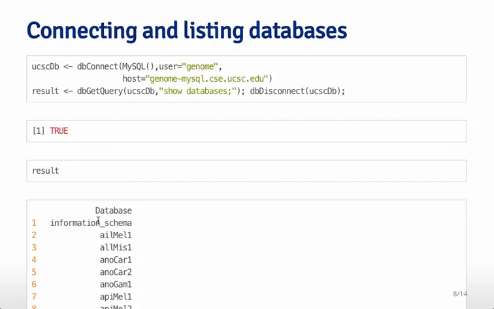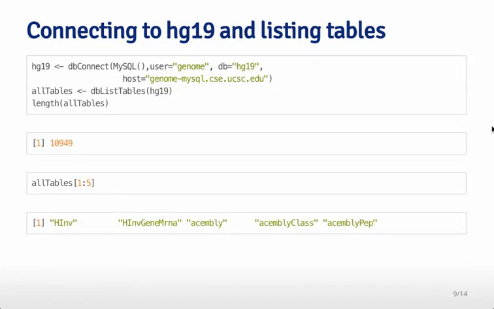Then if I look at result, what result will show is a list of all the databases that are available within the MySQL server that is located at this particular host address right here. So we're going to focus on one in particular, and that's hg19. hg19 is a particular build of the human genome, the 19th build of the human genome. And so what we can do now is just run that dbConnect command again, but instead of just passing it the user, we'll also pass it the database. We'll say we want to access this database within this MySQL server.